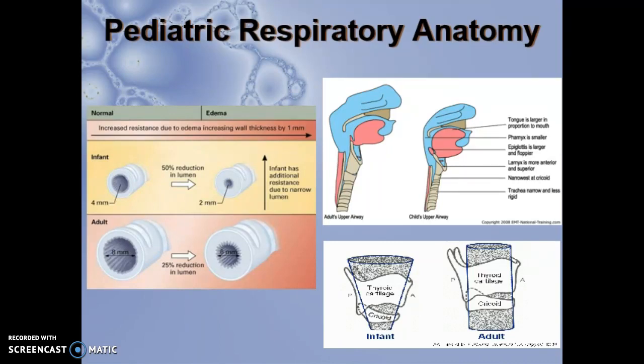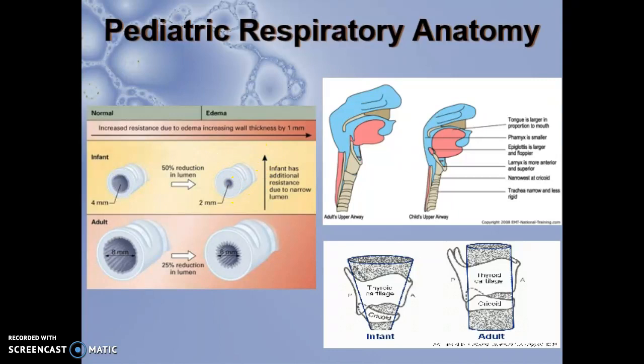If you can compare the reduction in an adult versus an infant, when you have a reduction of 25%, you're still at a 6 millimeter. So it only went down 2 millimeters. But if you have a reduction of 50% in the lumen for an infant, you can see you're only at 2 millimeters. So that is significantly smaller. Okay? And the thickness is definitely increased.